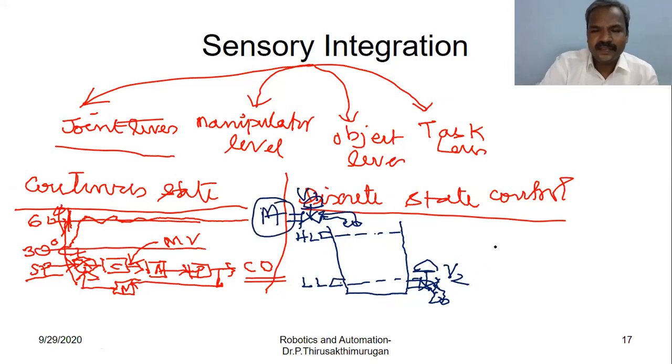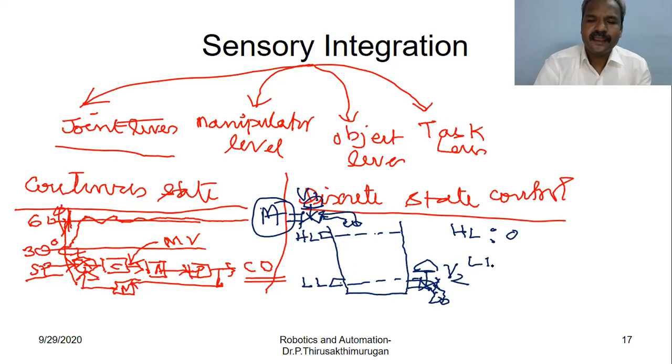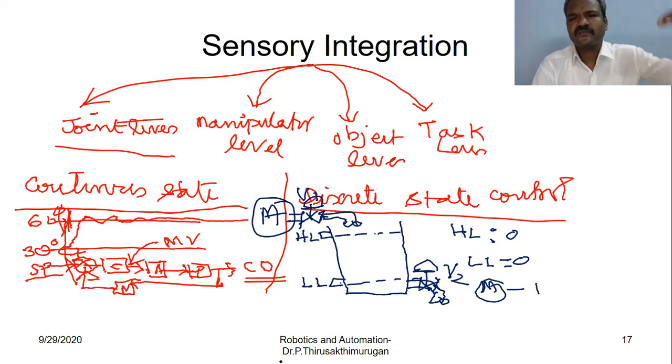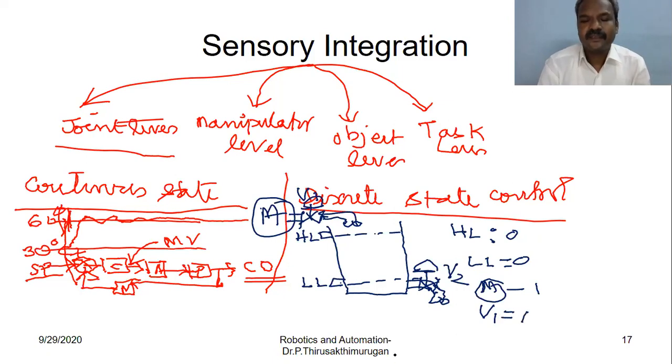So initially check the different states, whether HL, the high level, and LL, the low level, are 0. You can assign HL 0, LL 0. Low level 0 means no water. So immediately the motor, which is connected to a relay, turns on, motor 1, and it starts filling. When motor is 1, V1 is 1 and V2 is closed. Understand that?